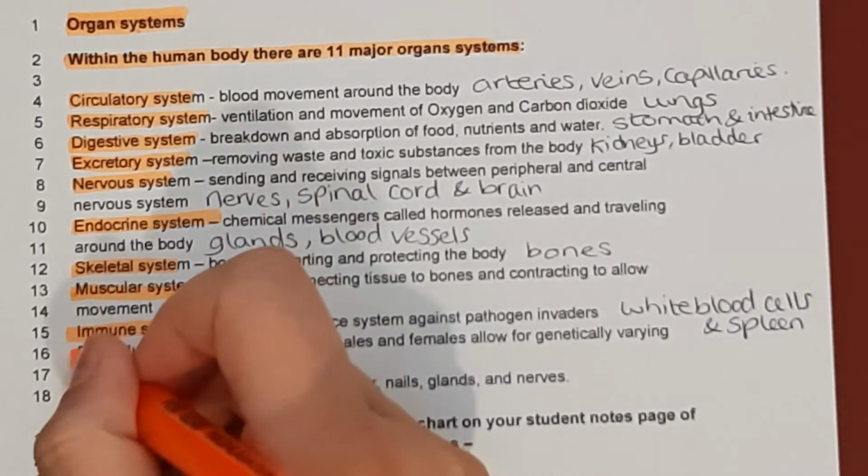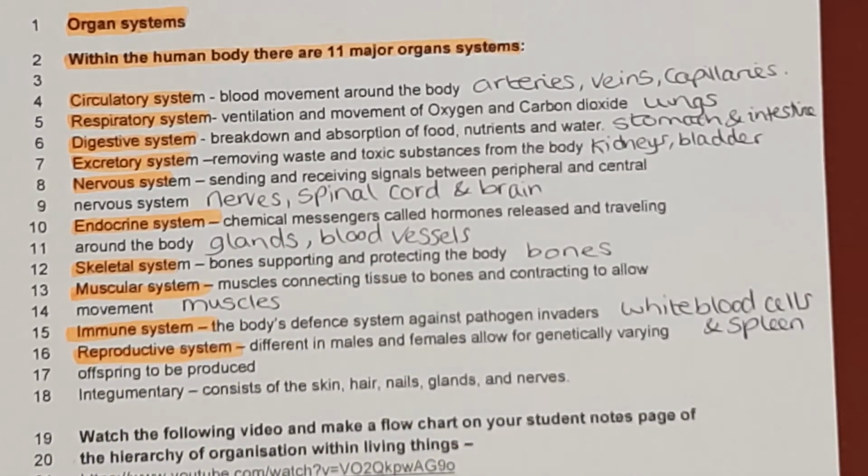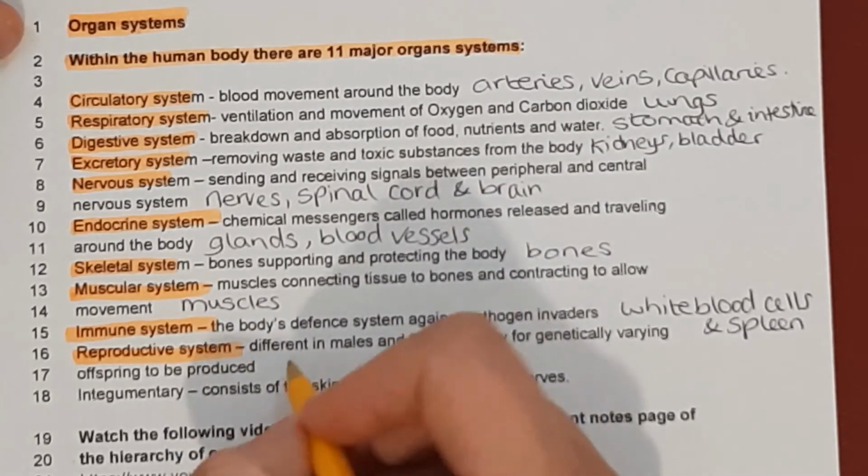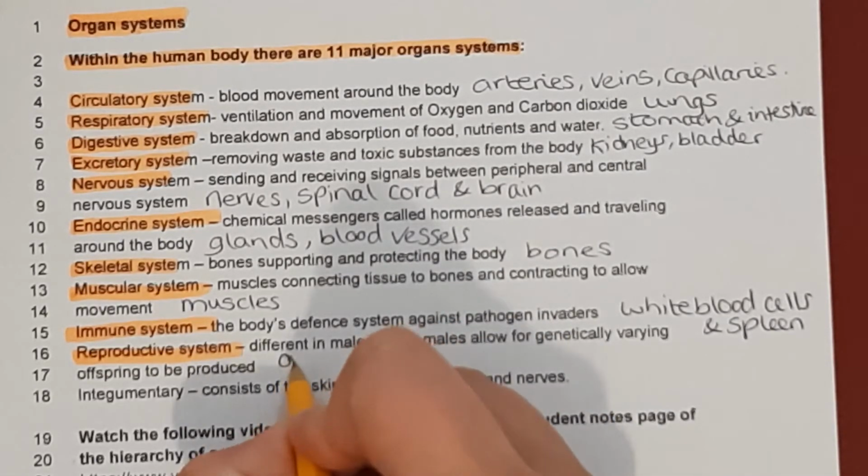Your reproductive system, so it's different in males and females. And the idea is that it's going to allow for genetically varied offspring to be produced. So that is going to include, depending on whether it's male or female, the ovaries, testes, etc.